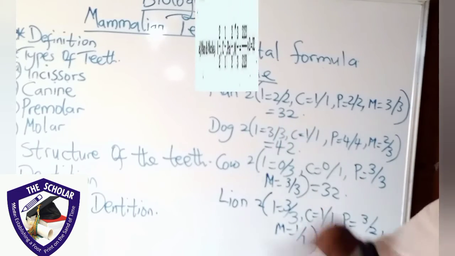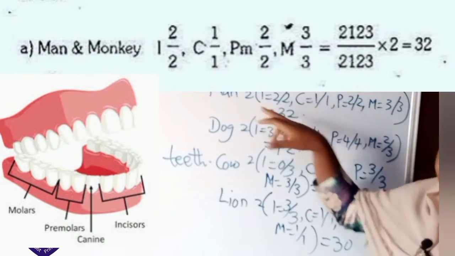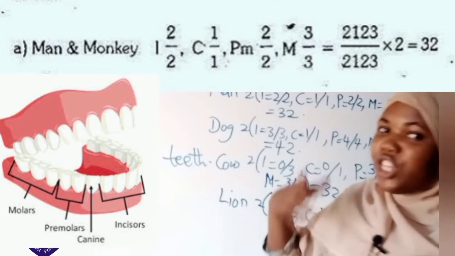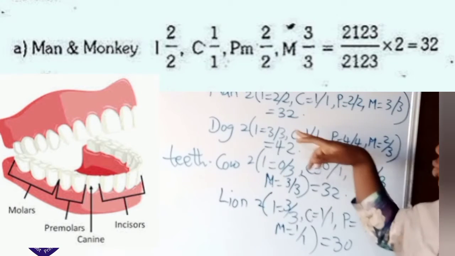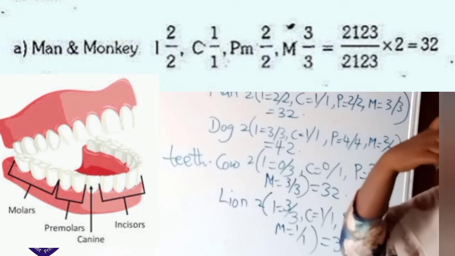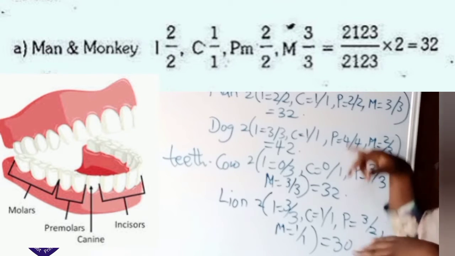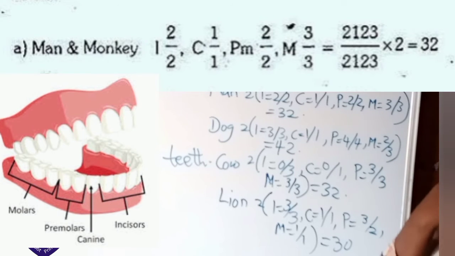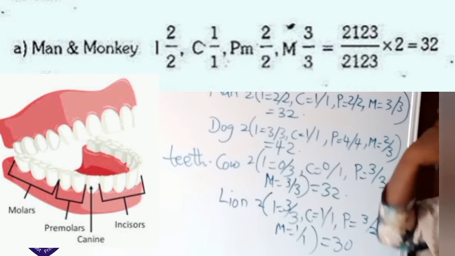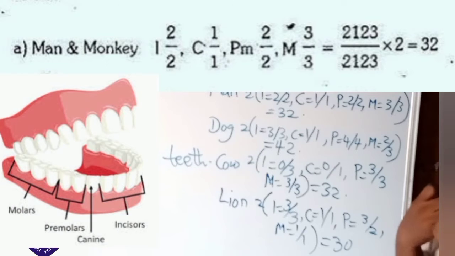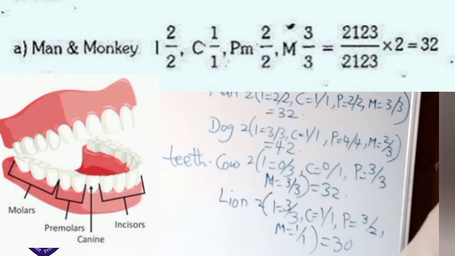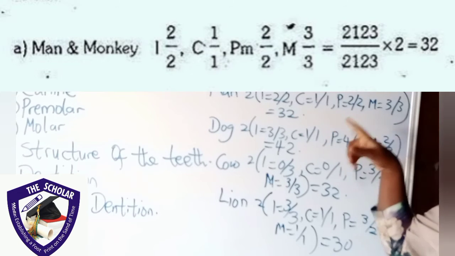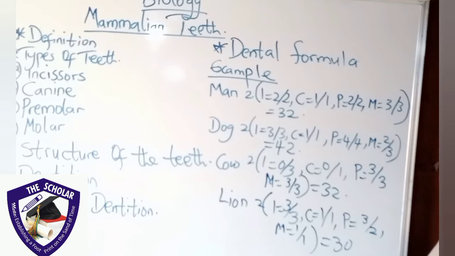Now, for man, this 2 means times 2, all this inside the bracket times 2. I represents incisors. For the incisors, it means we have 2 incisors in the upper jaw and 2 incisors in the lower jaw. For the canine, we have 1 canine in the upper jaw and 1 canine in the lower jaw. P represents premolar. It means we have 2 premolars in the upper jaw and 2 premolars in the lower jaw. Then for the molar, we have 3 molars in the upper jaw and 3 molars in the lower jaw. By the time you add all this together, it will give you 16. Multiplied by 2, that's 32 already. That's giving us 32.